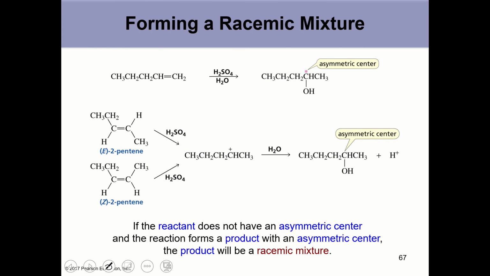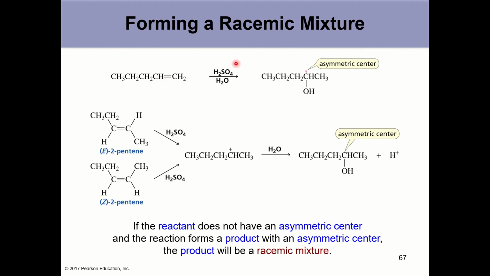So, forming a racemic mixture. If the reactant does not have an asymmetric center, and the reaction forms a product with an asymmetric center, the product will be a racemic mixture. So that is a rule that you need to know and be aware of. You cannot forget this rule. Examples.